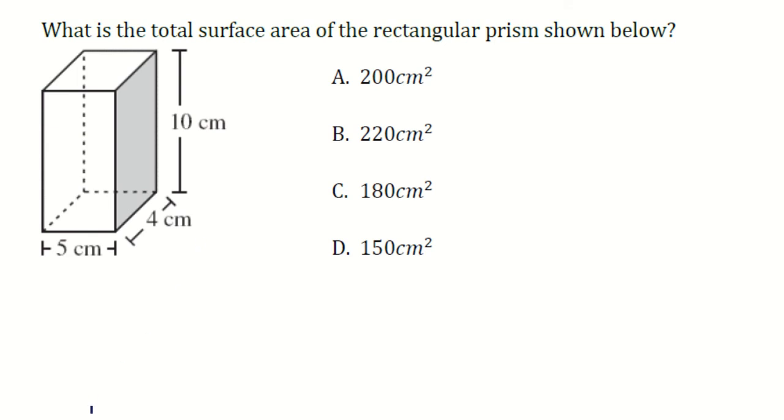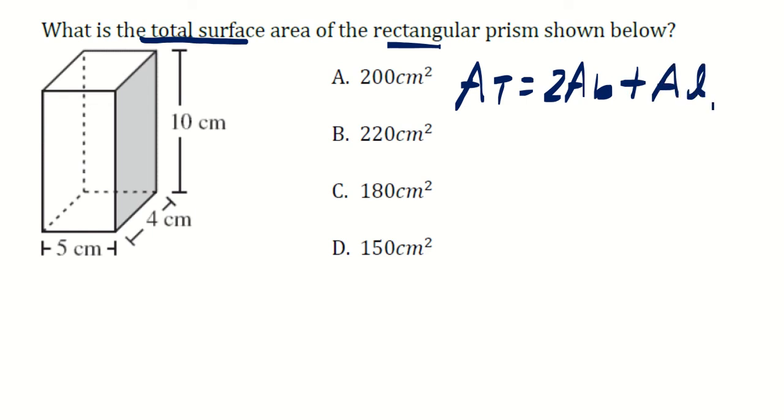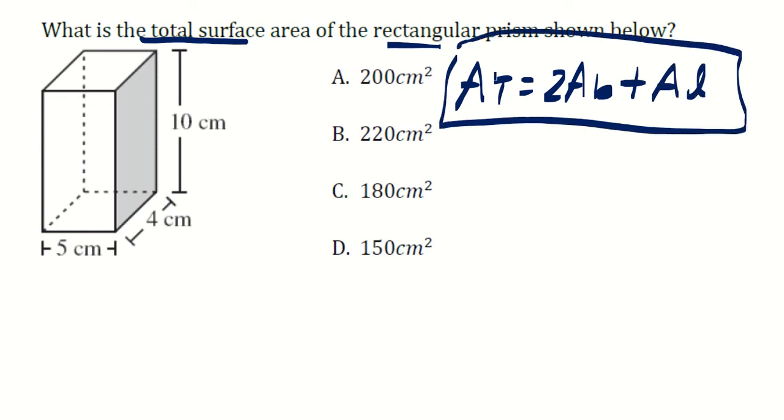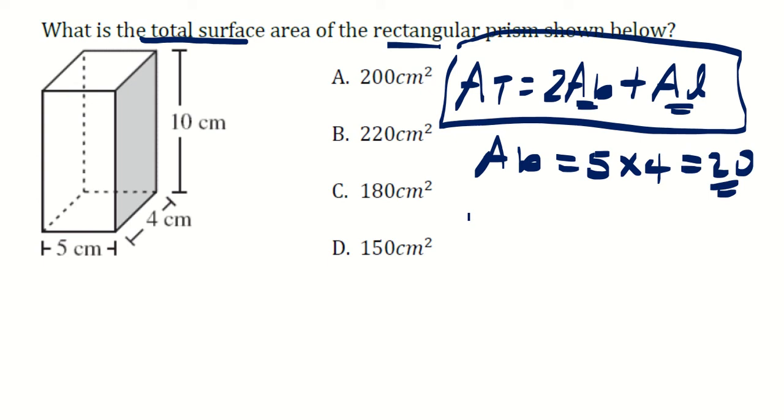The next question, we are asked what is the total surface area? Total surface area of rectangular prism. Area total means, don't forget, 2 area bases plus area lateral. The very simple, this is a beginning formula. We need to start from here. What is area base and what is area lateral is the next step. Area base is very simple because it's rectangular and the base is 5 times 4. Simply, it will be 5 times 4, which is 20. Done. Area base.